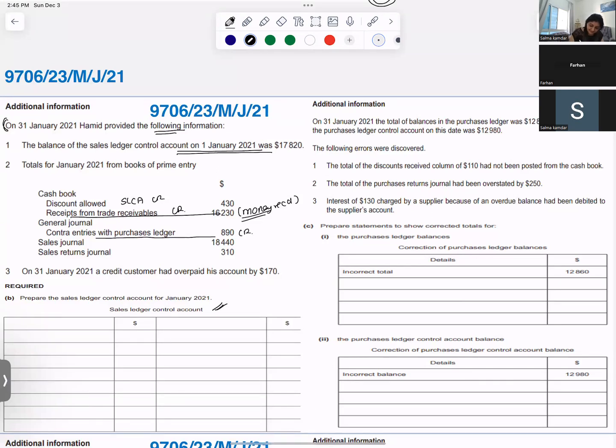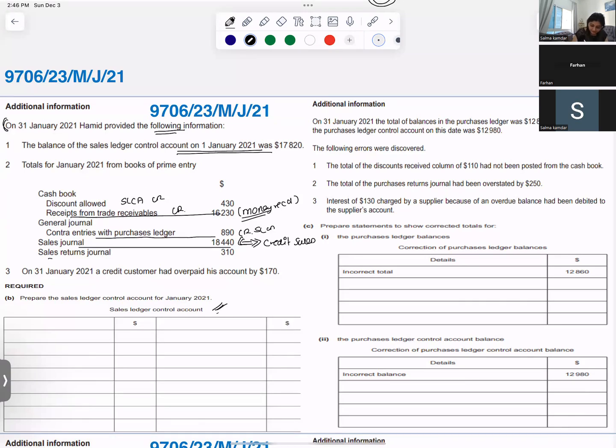Okay, fine. Sales journal. What is this? Cash book? Oh my God. This is the sales journal. That means it is what? Sales ledger. See, we have to make the SLCA. You have to tell me where this will go in the SLCA. What does the sales journal give us? The sales journal is credit sales. Credit sales. Okay.